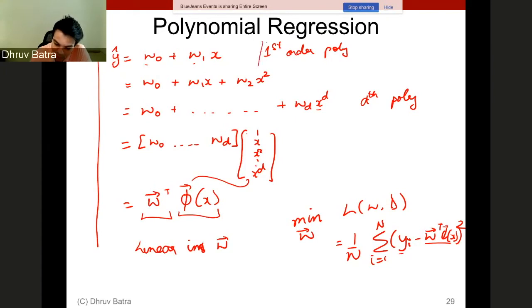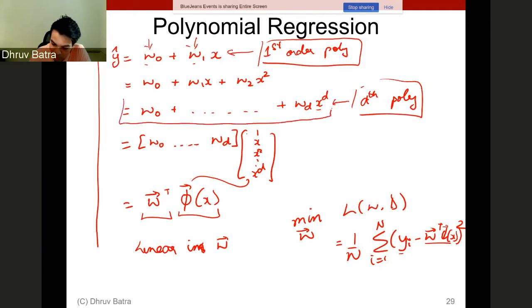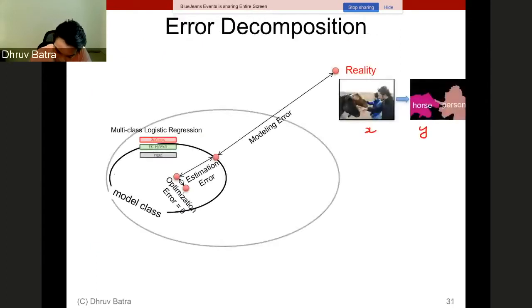So first order polynomial is a particular kind of model class. It has two parameters, W0 and W1. And a dth order polynomial is a different kind of model class. It has d plus 1 parameters from W0 all the way till WD. The interesting thing is that these are nested model classes. So if I draw that figure, our 0th order polynomial is a model class that has only one parameter, which is W0.